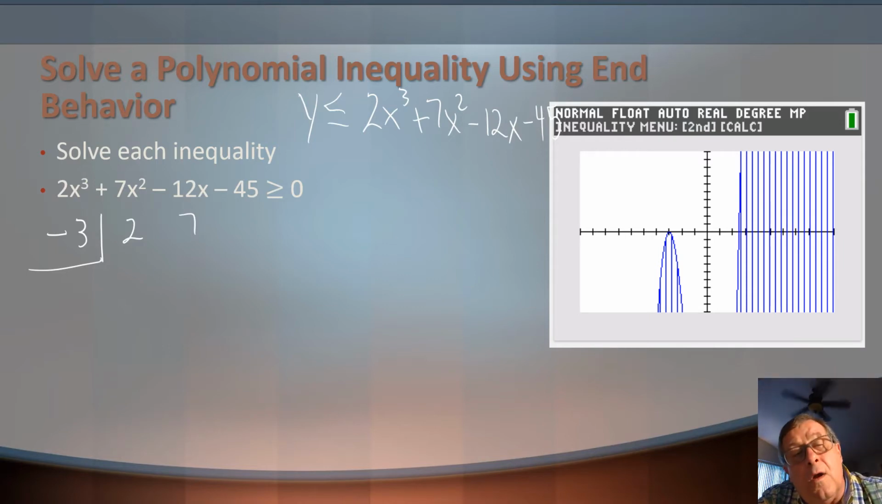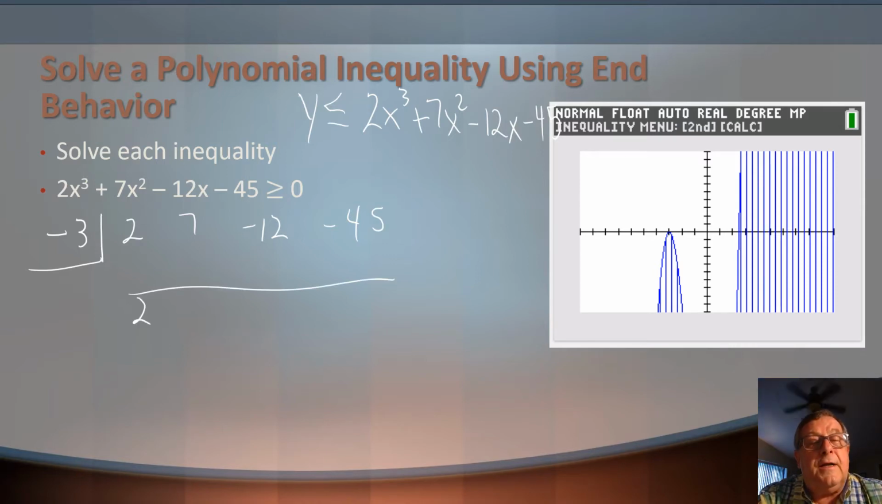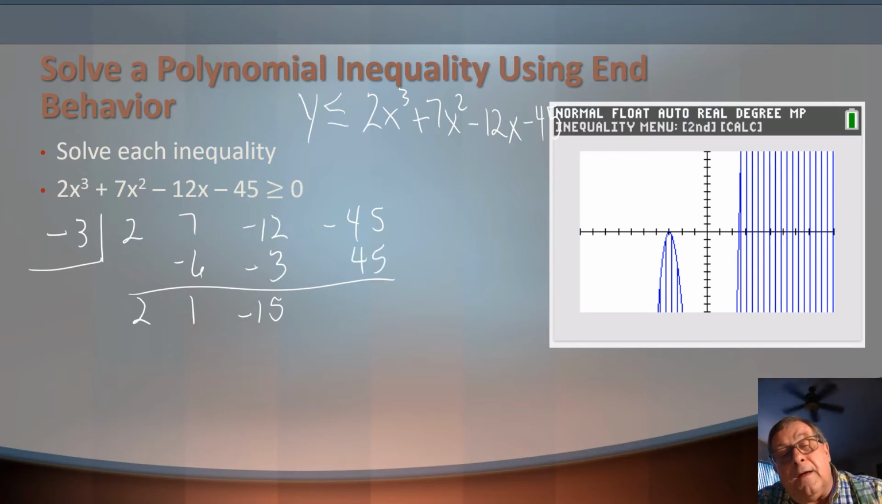And negative 12 and negative 45. Let's bring down the 2. So negative 3 times 2 is negative 6. 7 minus 6 is 1. Negative 3 times 1 is negative 3. Negative 12, negative 3 is negative 15. And negative 3 times negative 15 is, shazam, 45. And negative 45 and positive 45 is 0. So yes, in fact, I do have a 0 at negative 3.